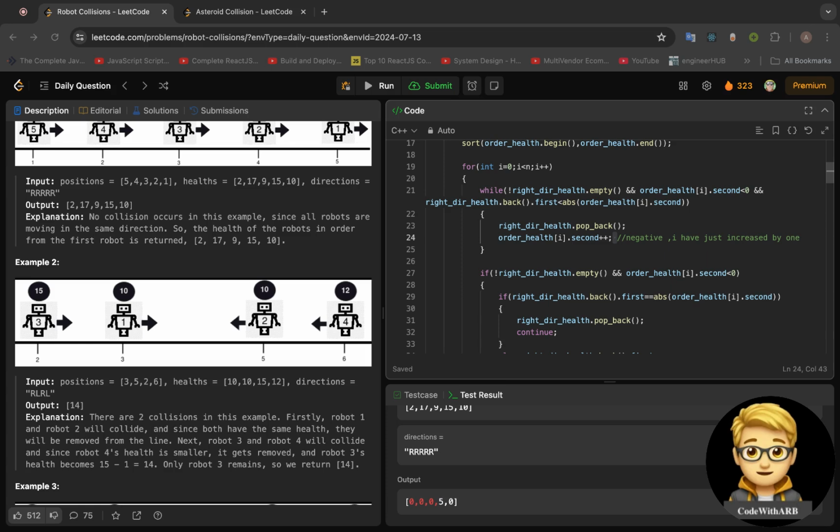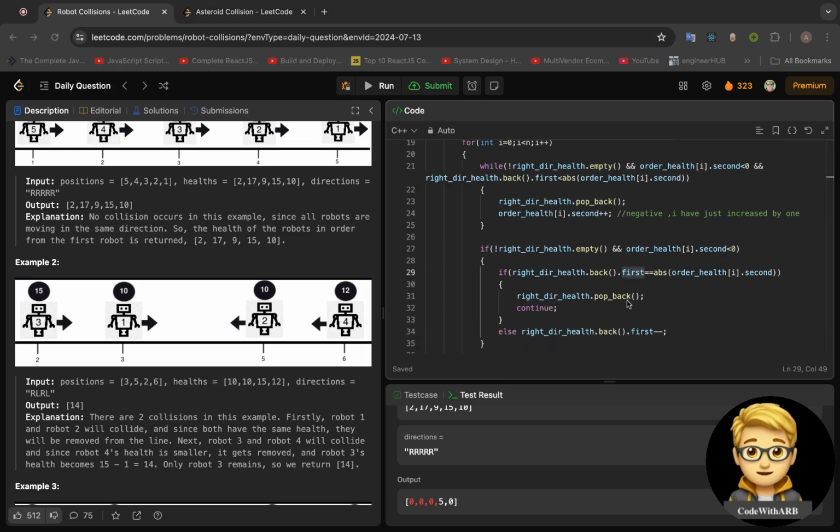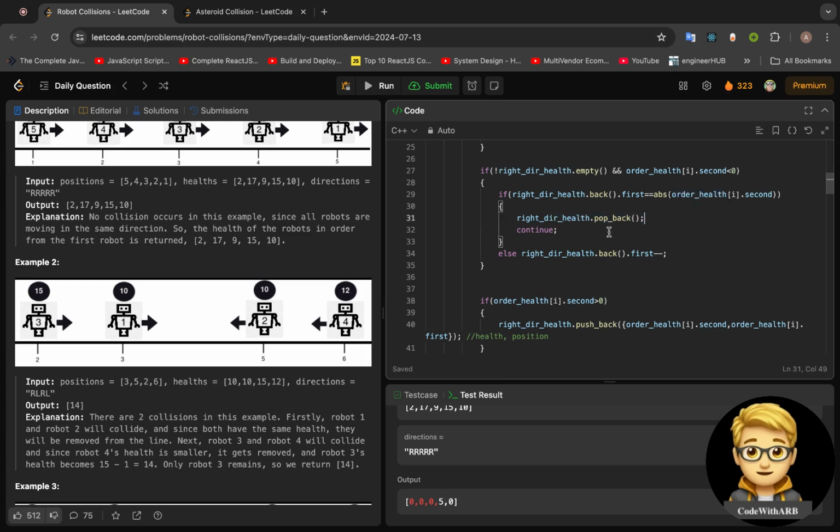And now what we need to do is check after this that if it is not empty and this ordered health dot second is less than 0, we will check whether this first value is equal to ordered health dot second, and we will pop back and continue. Otherwise we will just change this direction health's dot first value. Till here it is also correct.